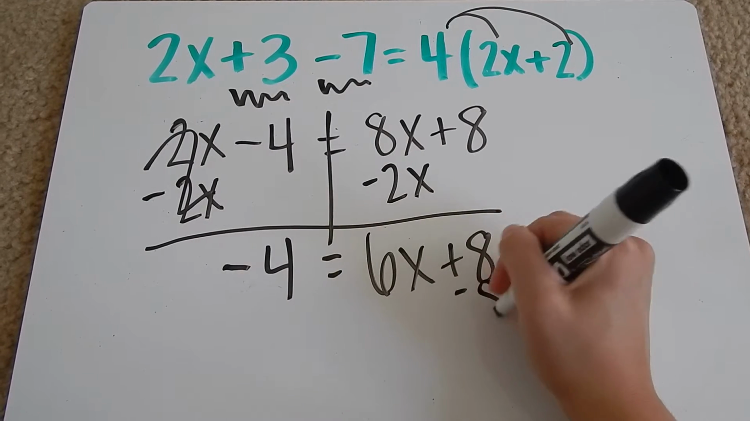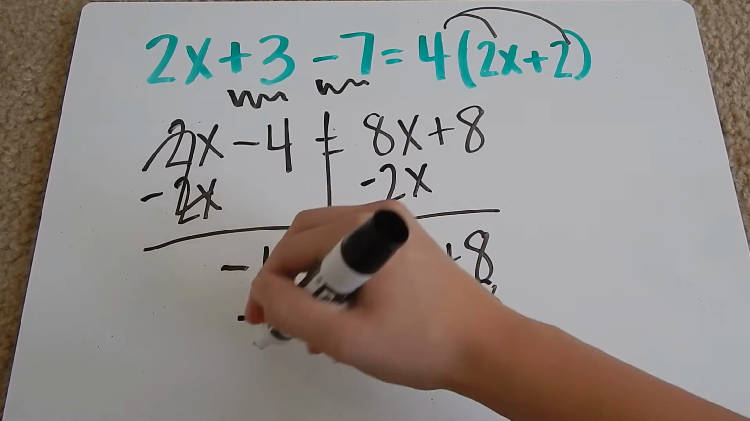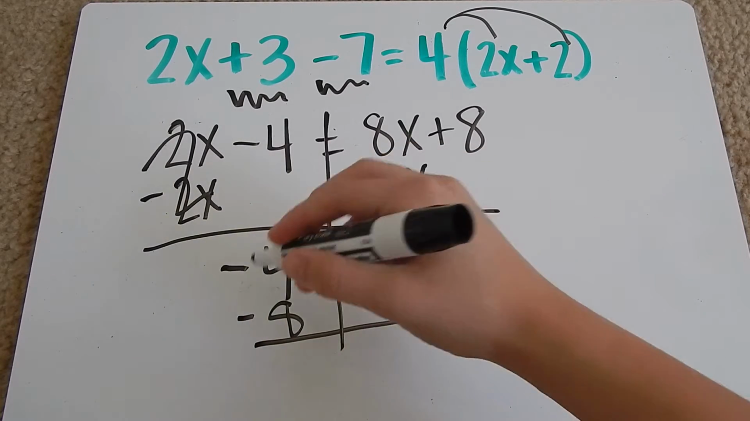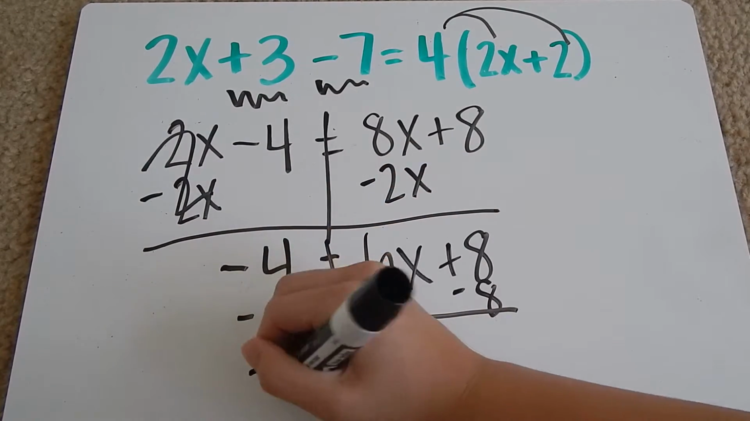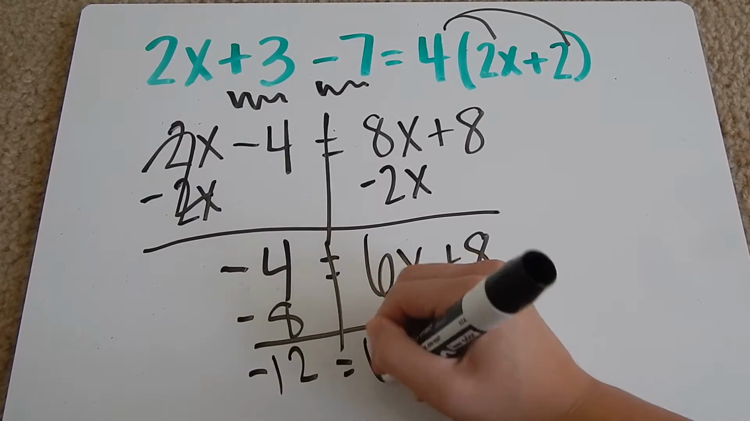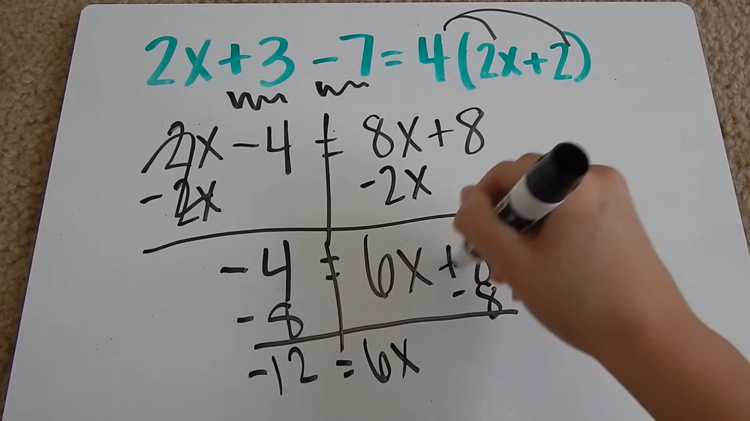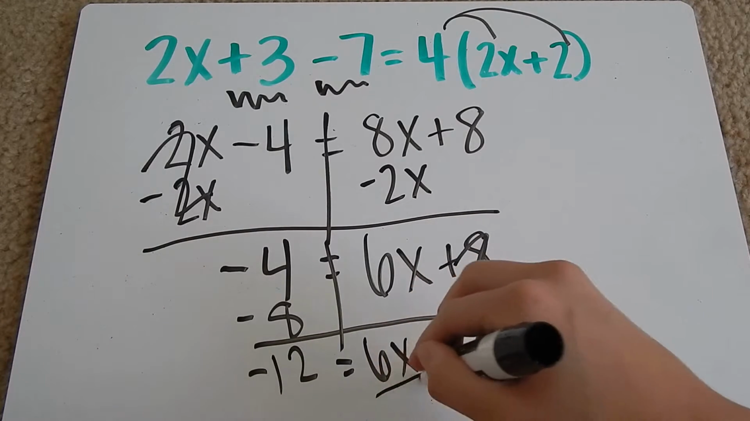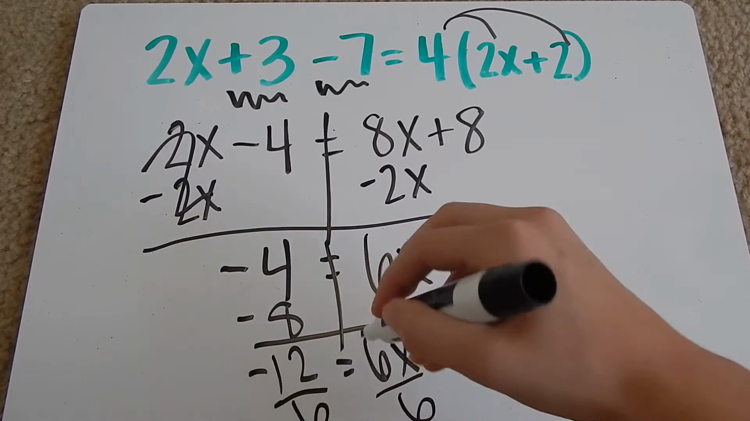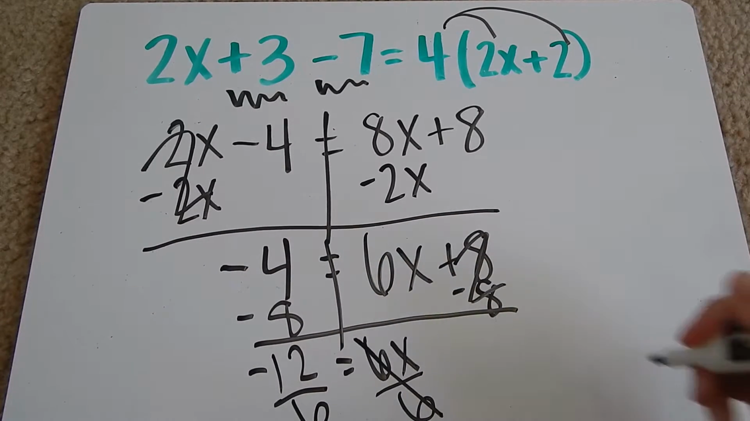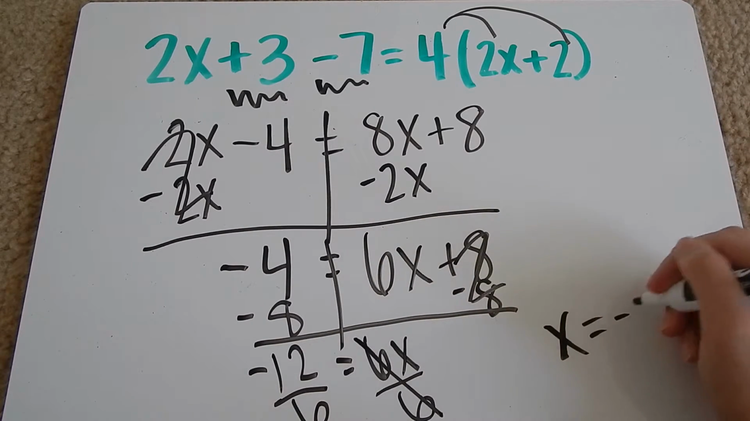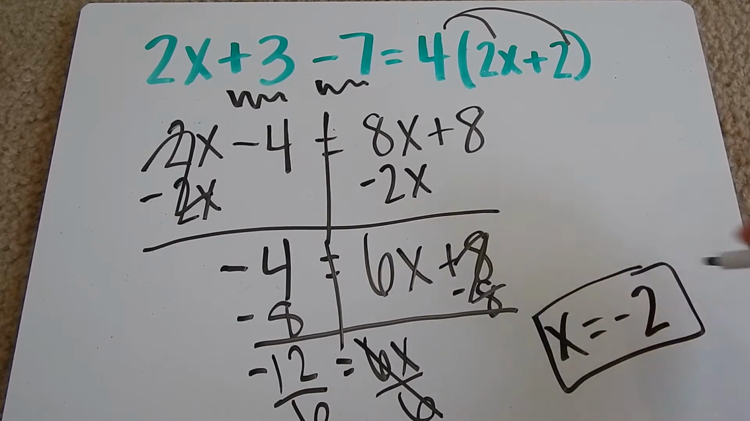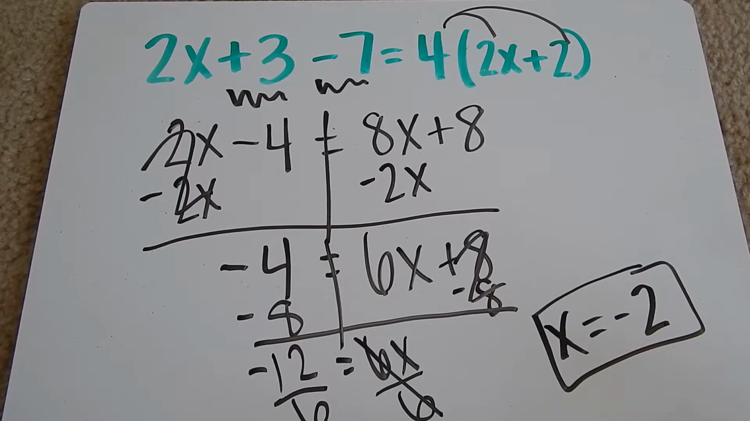So my next step would be to subtract 8 from both sides. Negative 4 minus 8 is negative 12. My 8's here are going to zero out. And finally, to get x by itself, we divide. So I'm going to divide both sides by 6. So I get my answer is x equals negative 2 once I divide. Remember, the 6 is 1 out, and so it becomes a 1x, or just an x. So my answer is x equals negative 2.